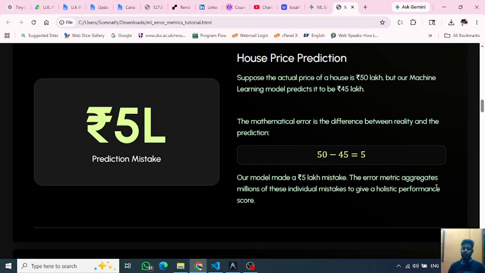During training, we train the model on thousands of data points, even millions. So these metrics find out the mistakes from individual data and give a holistic performance score. Understand?